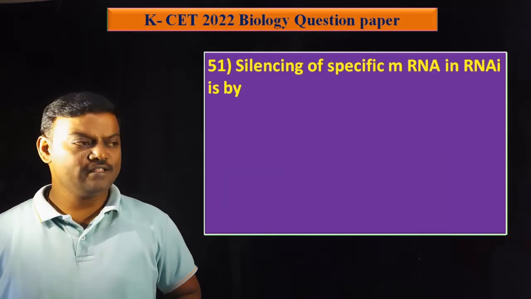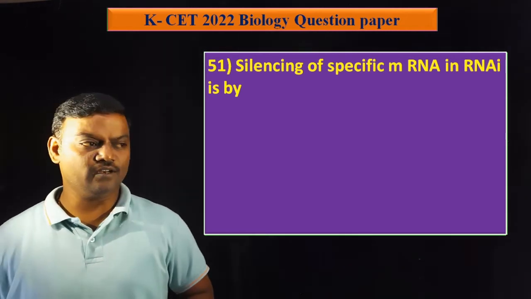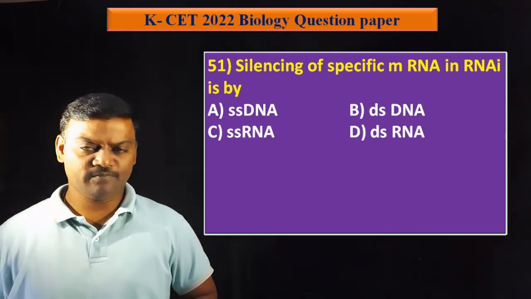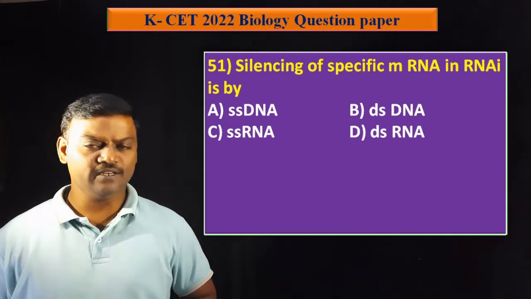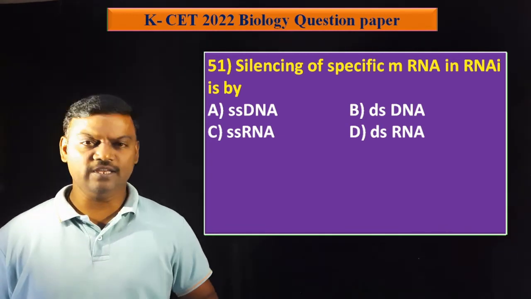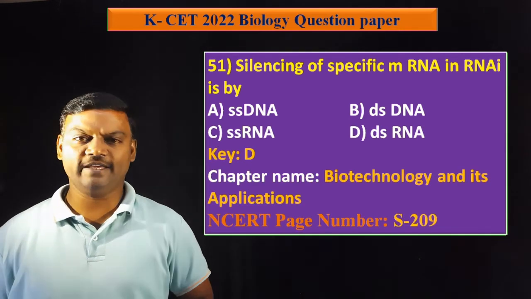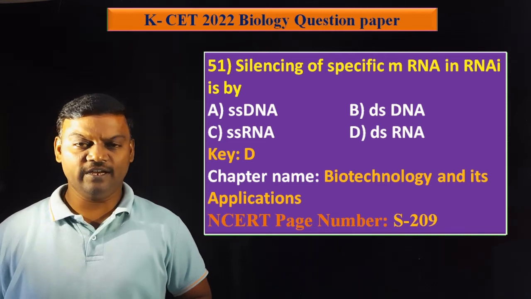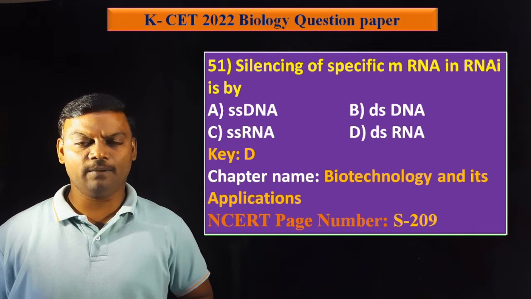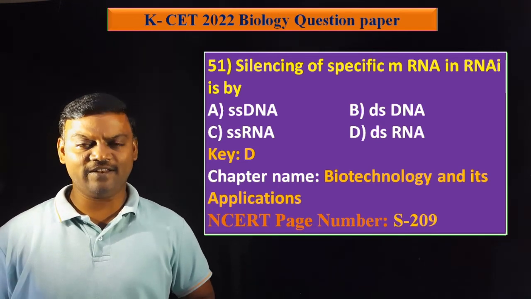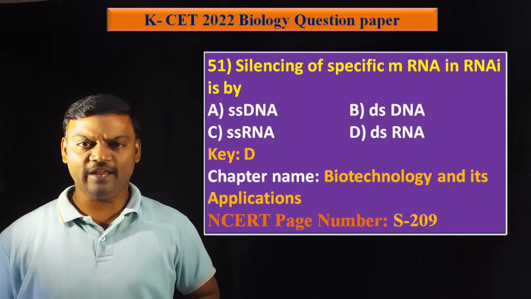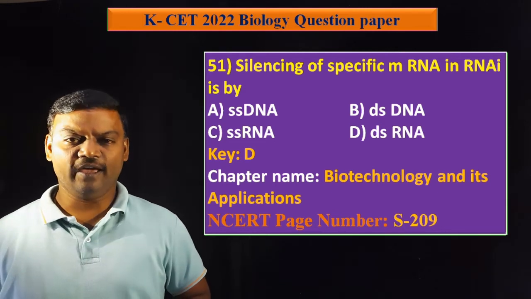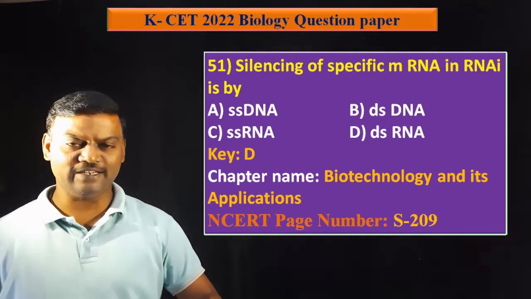Question number 51. Silencing of specific mRNA in RNAi is by: option A, ssDNA; option B, dsDNA; option C, ssRNA; option D, dsRNA. The correct answer is option D. In RNA interference, the double-stranded RNA interferes with the translation of the mRNA of nematode to prevent its translation. This mechanism is called RNA interference, and it is a question from Biotechnology and its Application, NCERT page number 209.